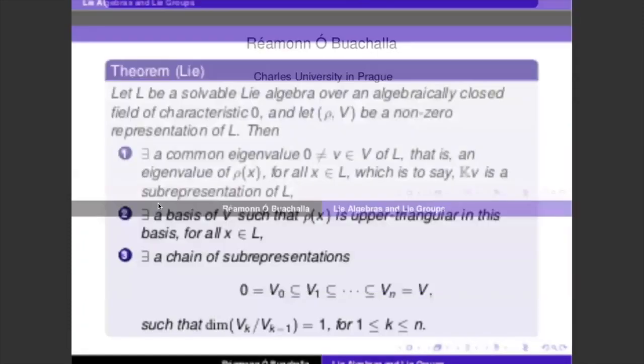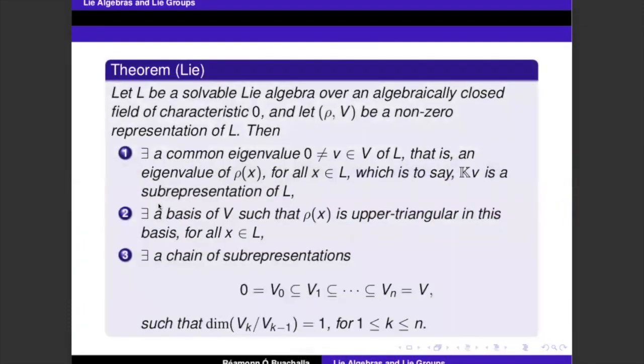And let's just recall what that said. We stated this last week and we didn't prove it. What we're going to do in this lecture is to prove it. So let's just recall what it says, first of all. So let L be a solvable Lie algebra.